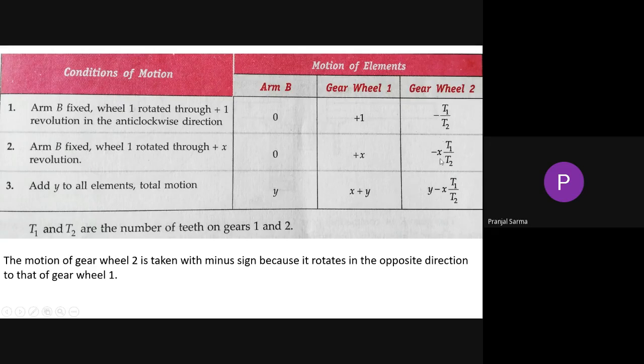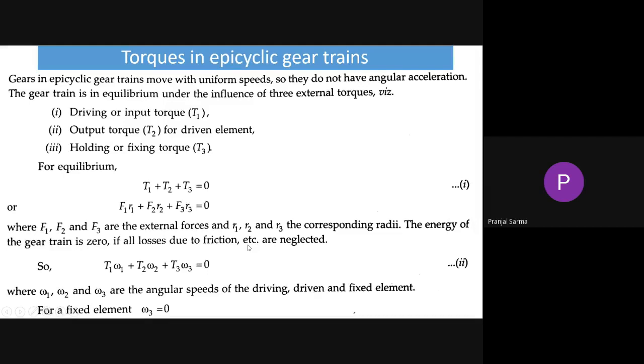So this mass plus y can be written as y minus this, or this minus this plus y. We wrote y initially, y minus this. Understood? This is how we analyze this. Later on we'll be solving some problems of epicyclic gear train. Sequentially, one by one, you keep going: motion of this element, then because of this motion, what will happen to the other element, and so on. Understood?